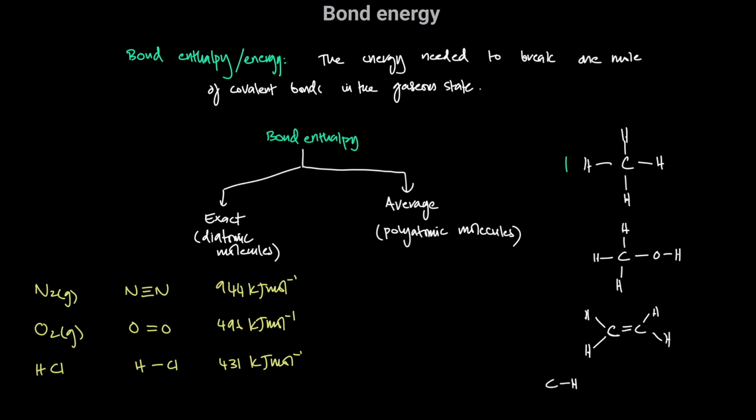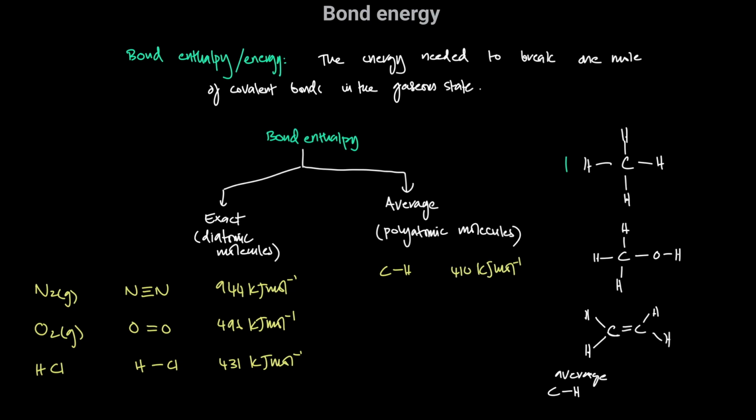So the data that we get in the data booklet is the average of the C-H bonds from a given set of molecules. Chemists will decide, we're going to look at 100 different molecules, figure out the average C-H bond strength for each of those molecules, and then take the average of all of those C-H bonds to figure out the average C-H bond strength. So the value that will be given to you in the data booklet for the C-H bond is 410 kilojoules per mole.